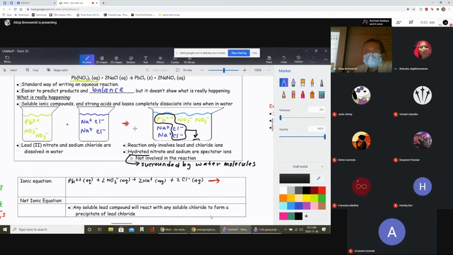Okay, so now on the other side of my arrow, Pb reacts with Cl2 and it forms a solid, plus 2 Na+ (aq) plus 2 NO3- (aq). Okay. So that's how I can show what's really going on in my reaction.